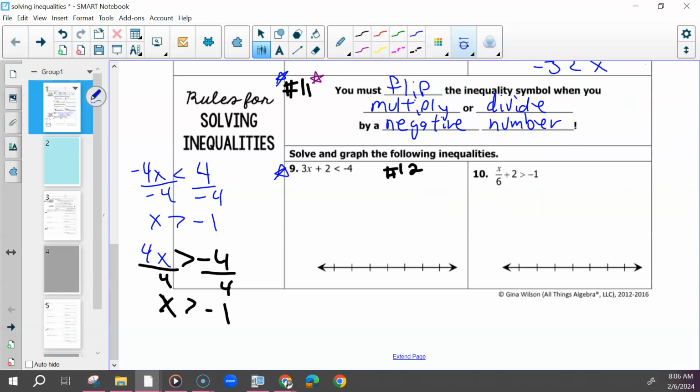So then how would we solve number 9? Subtract 2 on both sides, and then divide both sides by 3. So x, would the sign change? No. x is less than -2.